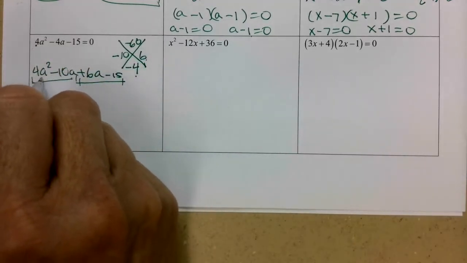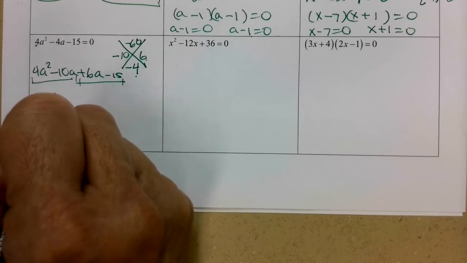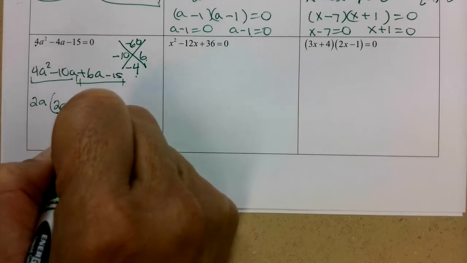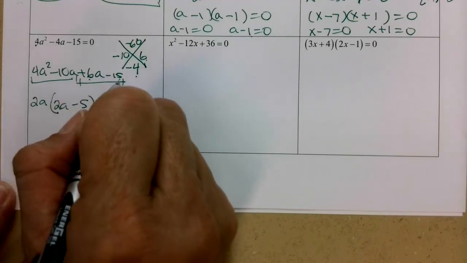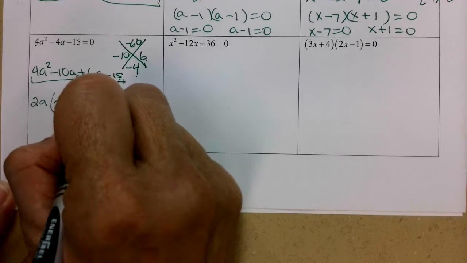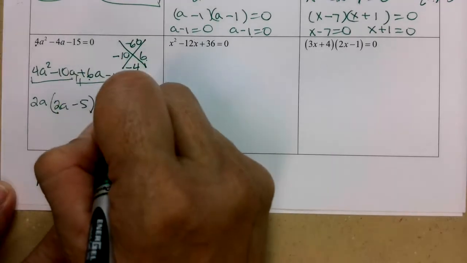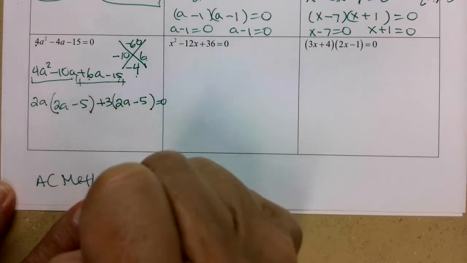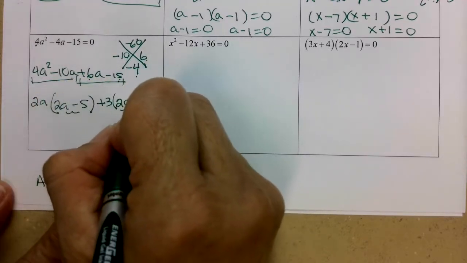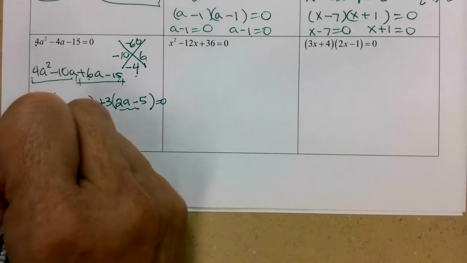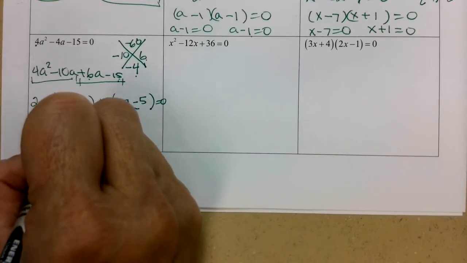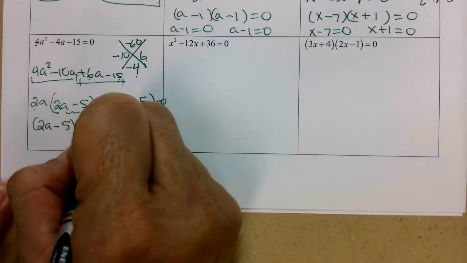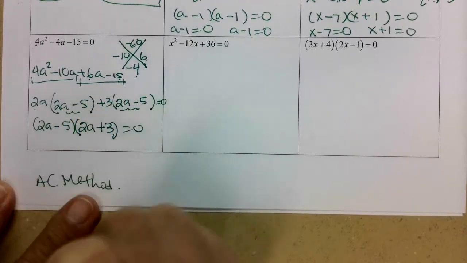Greatest common factor in your first group is 2a. Leaves behind a 2a minus 5. Greatest common factor between 6a and negative 15 is plus 3. Leaves behind 2a minus 5. Yay, equals 0. I'll squeeze it in now. Common factor. Bring it out. 2a minus 5 times the common factors that came out, 2a plus 3, still equals 0.